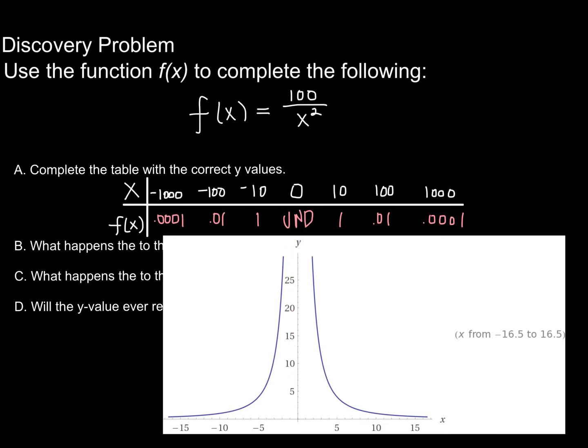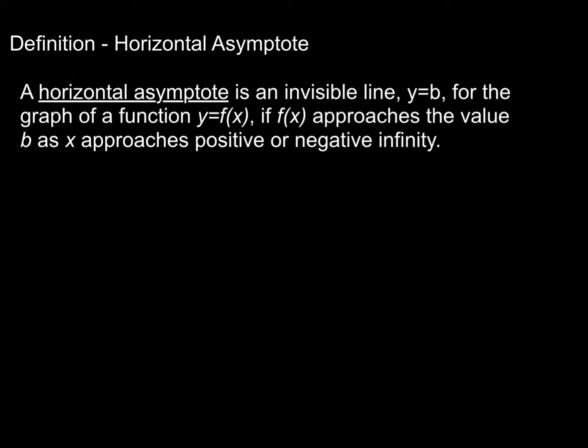Just as the vertical asymptote runs vertically, the horizontal asymptote dictates what happens as x moves farther to the right and as it moves farther to the left, and of course is a horizontal invisible line. Let's go ahead and define that now. So the definition of a horizontal asymptote is an invisible line. We can use y equals whatever that value is, and we'll use b here, y equals b, for the graph of a function y equals f of x, if f of x approaches the value b as x approaches positive or negative infinity.